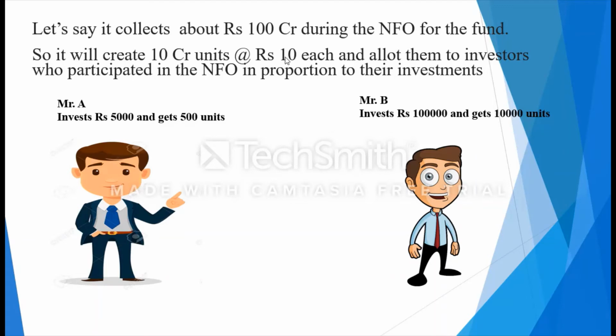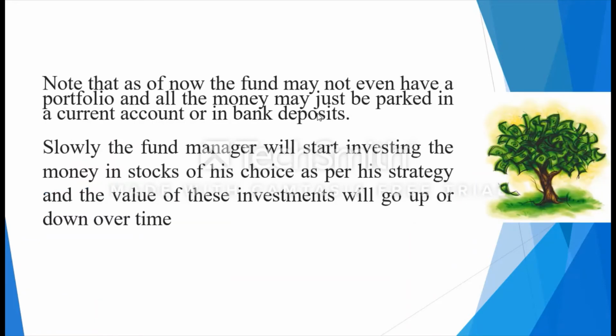So they must have sold 10 crore units. Many investors must have invested at the price of rupees 10, and they must have garnered 100 crore rupees. Now, what will happen to this 100 crore rupees? Obviously, the fund manager must have predefined where this money will be invested. At the time of launching the NFO, he must have clearly stated the objective of the scheme.